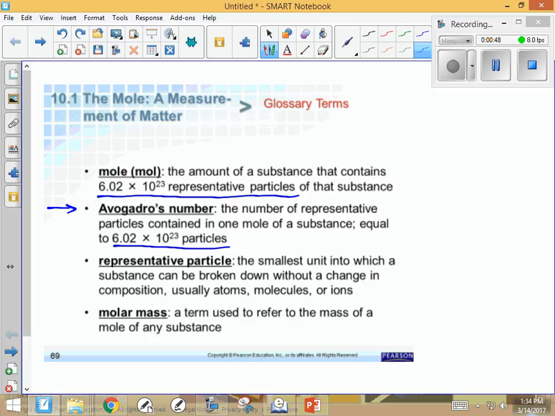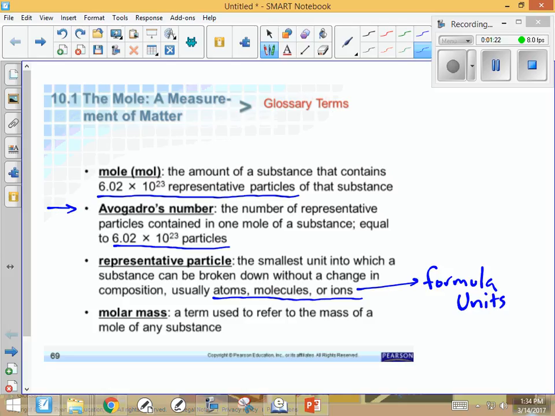What is a representative particle? Well, when we're talking about moles, it's the smallest unit into which a substance can be broken down without a change in composition. And usually we're talking about atoms, molecules, which are covalent compounds, or ionic compounds and ions. So in this one, we'd be talking about formula units. That's the ions, formula units.